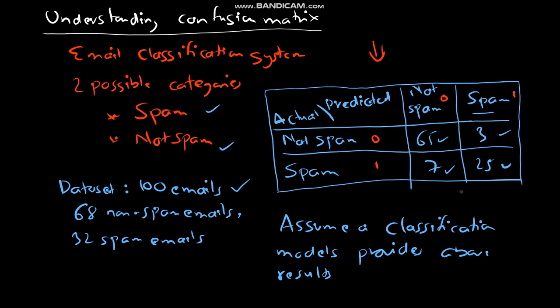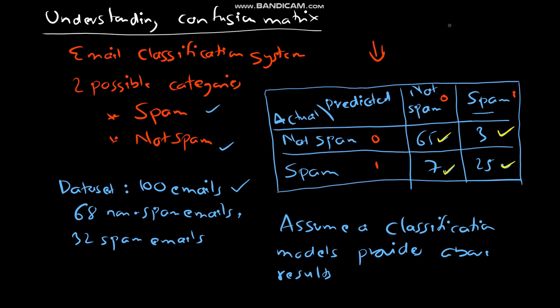From this confusion matrix, we can say that the total number of true positive cases is 25, meaning the spam emails are correctly predicted as spam. The true negative cases are 65, meaning non-spam emails are correctly predicted as non-spam. False positive cases are 3, meaning non-spam emails are incorrectly predicted as spam. And false negative cases are 7, where spam emails are incorrectly predicted as non-spam.